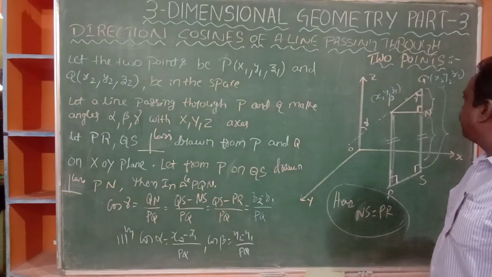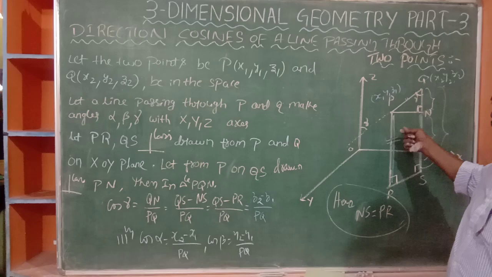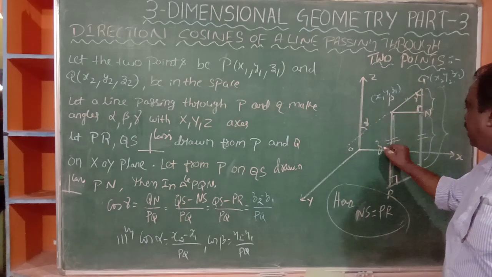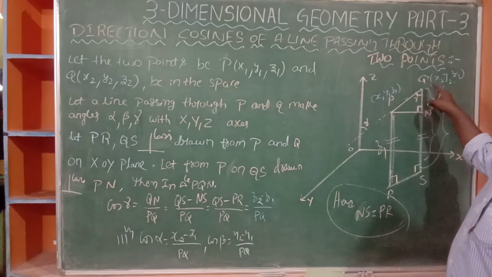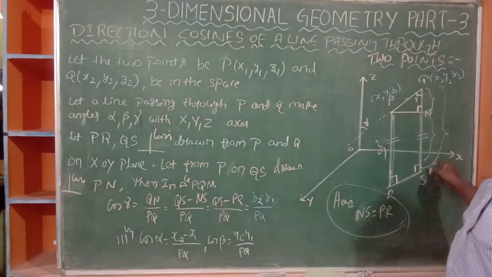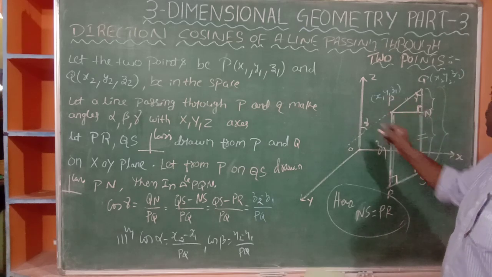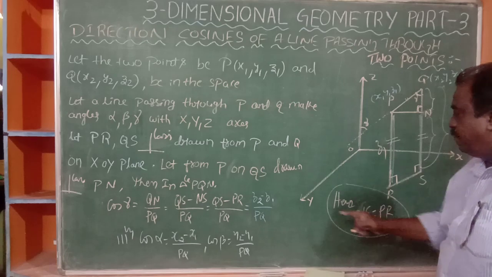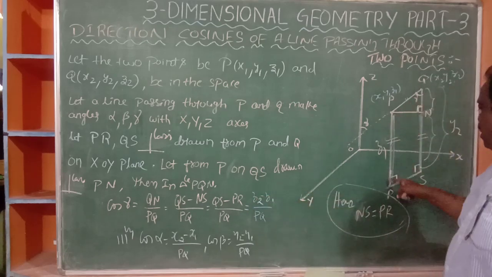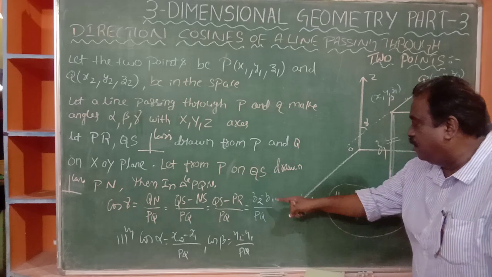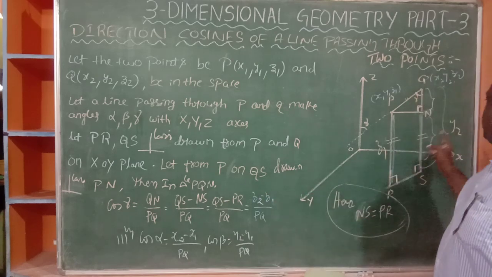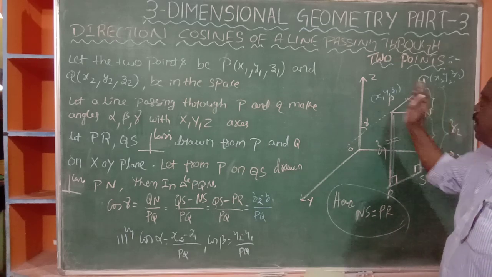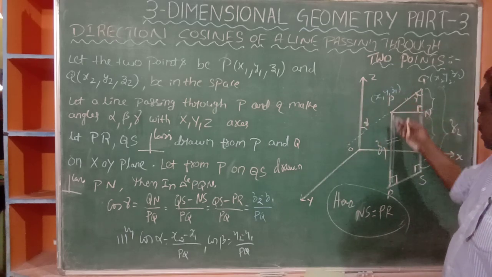Here one more thing. From the point P, a perpendicular is drawn which is parallel to the z-axis. So this is Z1. From Q on the XY plane, a perpendicular is drawn which is parallel to the z-axis. So QS is Y2, PR is not Y2, Z2. Here it is Z1 and this is Z2, because it is parallel to the Z axis. So this is Z2, this is Z1.